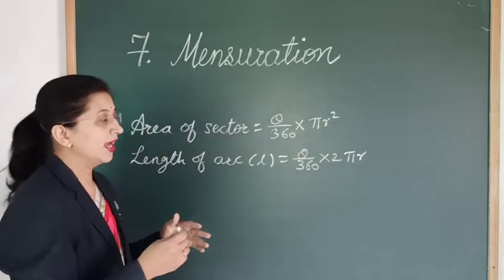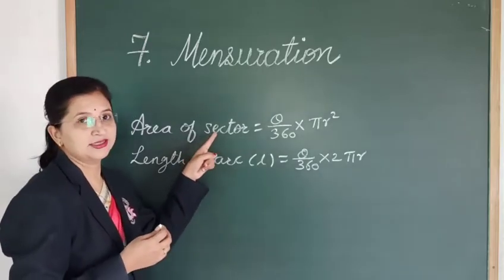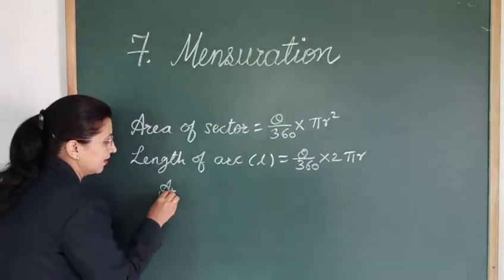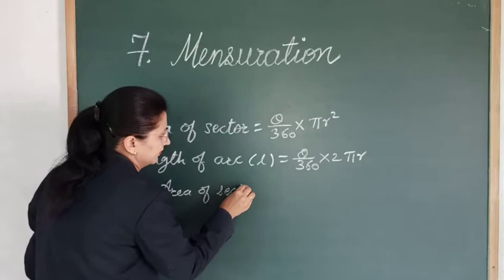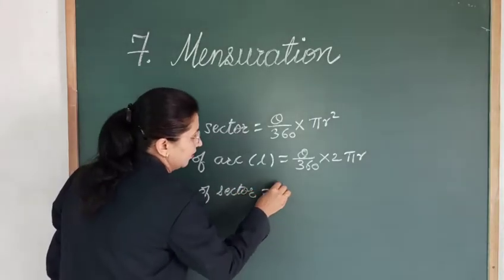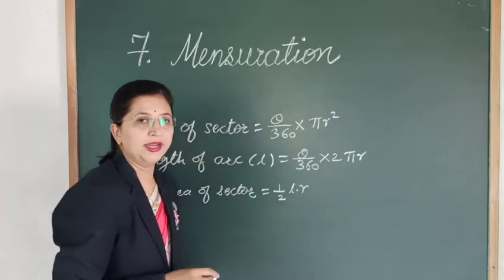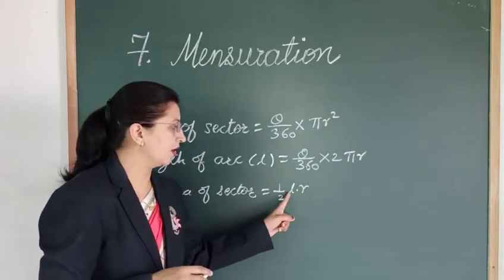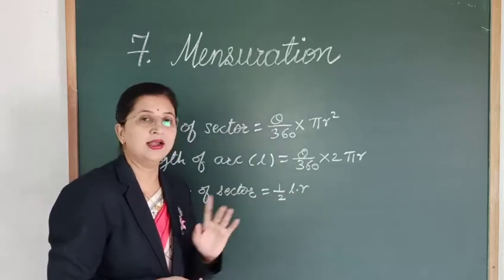Okay, and one more formula we learned which shows the relation between the area of a sector and the length of an arc. The formula was: area of sector is equal to half into L into R. So here area of sector is equal to half into the product of length of arc and radius.